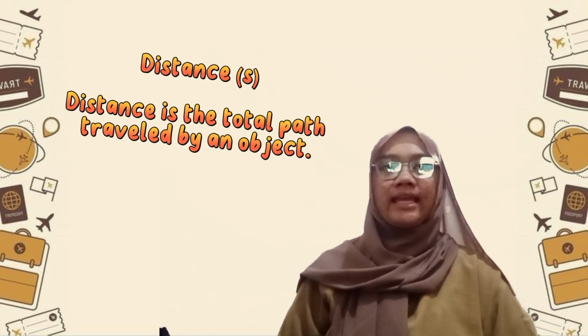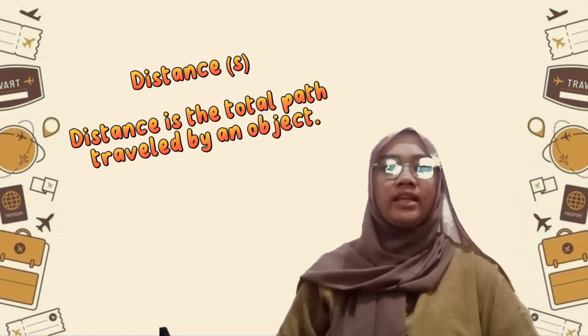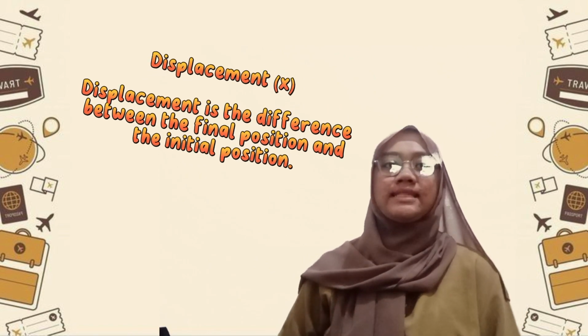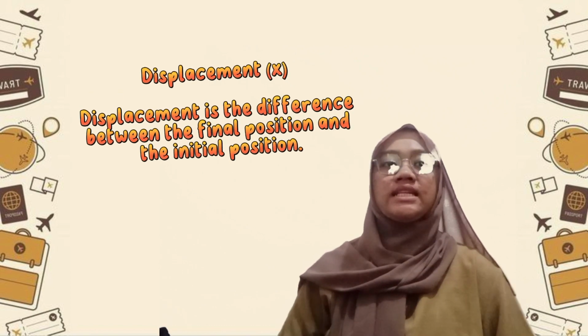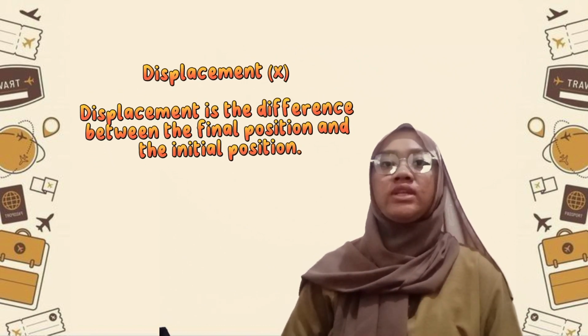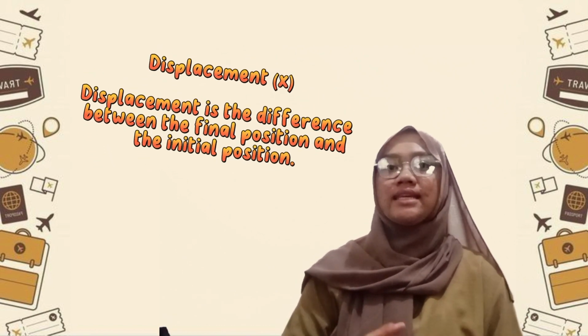First of all, you must know about the distance. Distance is the total path traveled by an object. Number 2, you must know about displacement. Displacement is the difference between the final position and the initial position.